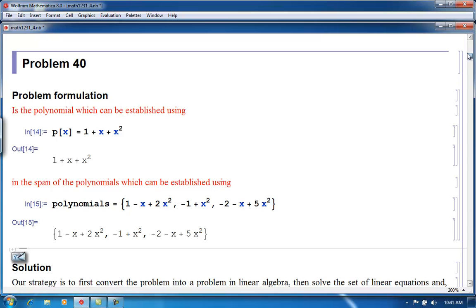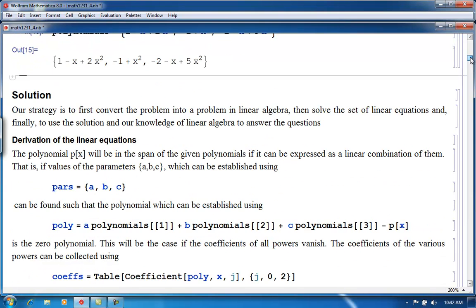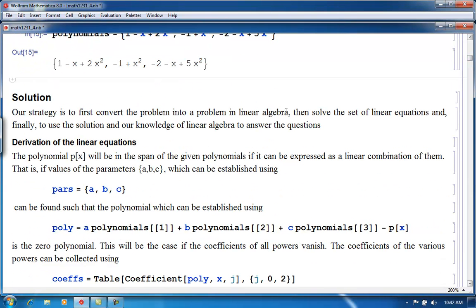So let's get to the solution. Our strategy is to first convert the problem into a problem in linear algebra, then solve the set of linear equations, and finally use the solution and our knowledge of linear algebra to answer the questions. So the first part is derivation of the linear equations.